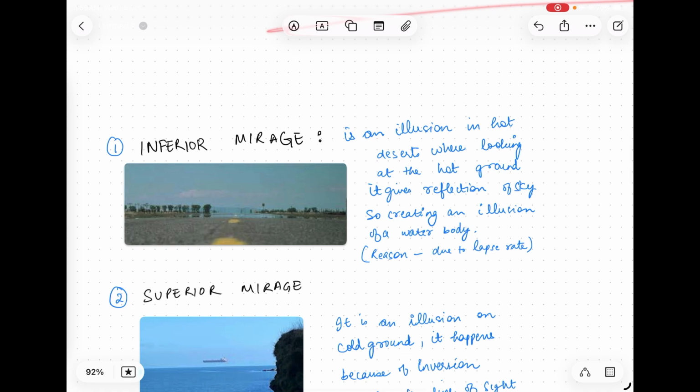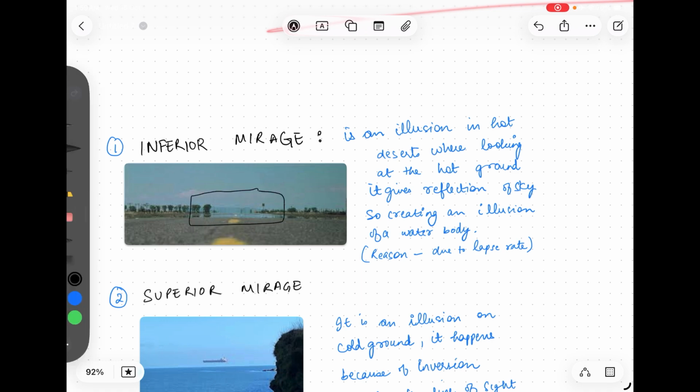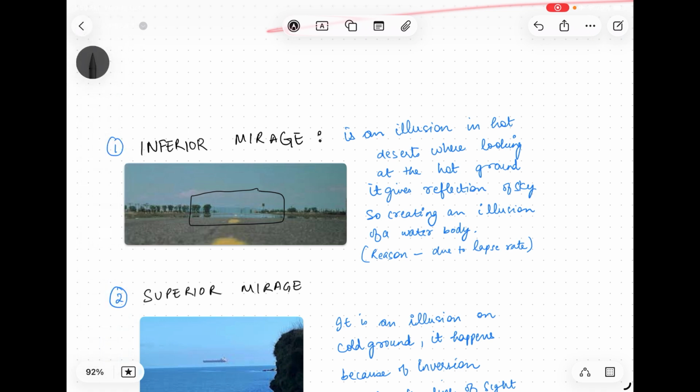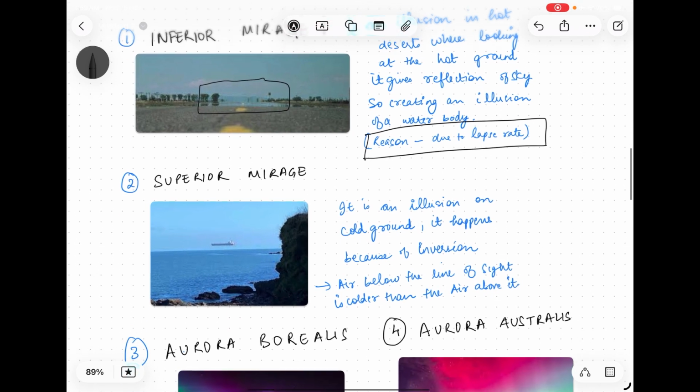So there's an inferior mirage. It is an illusion on the hot desert where, looking at the hot ground, it gives a reflection of the sky. If you can see in the image, it is giving the reflection of the sky here, right? So this is what an illusion is. This is what an inferior mirage is all about. The reason for this is the lapse rate. You can read about it in detail if you want to understand how that effect really happens.